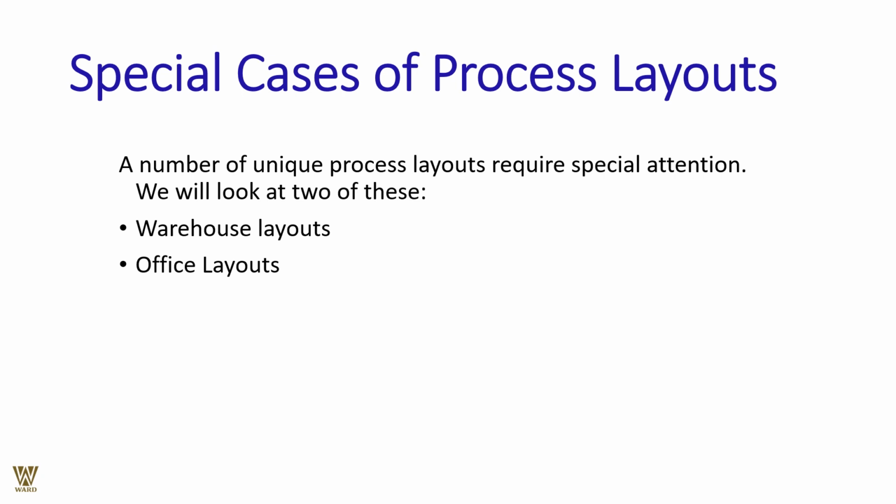So special cases of process layout, how do we go across this? A number of unique process layouts require particular attention, in terms of warehouse and in terms of office layout. In a warehouse, we can go for production or probably inventory. In an office layout, we need to keep accounts, handle customers, and probably have employees walking in and walking out.